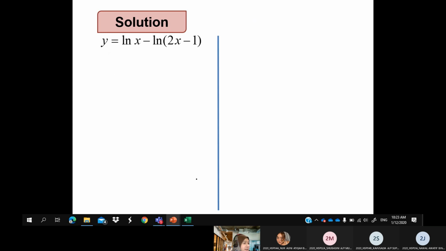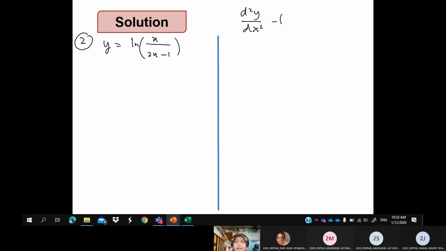Where is the second exercise? Okay, this is the second exercise, the number 2. If y equals ln x over 2x minus 1, prove that, this is a quite tough question, minus 4x minus 1 dy dx squared is equal to 0.